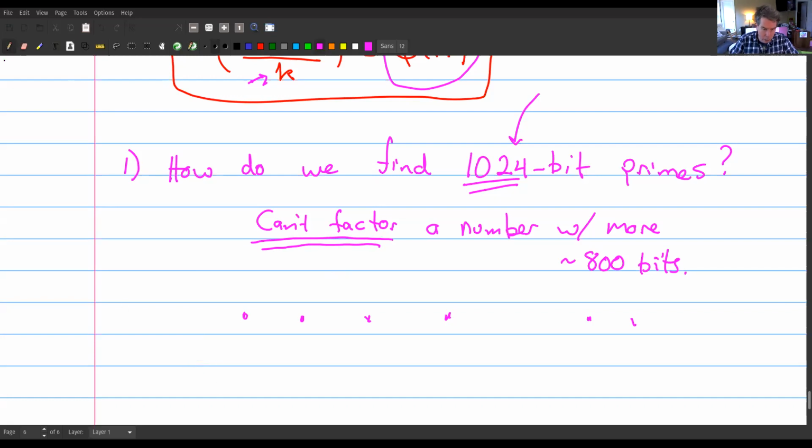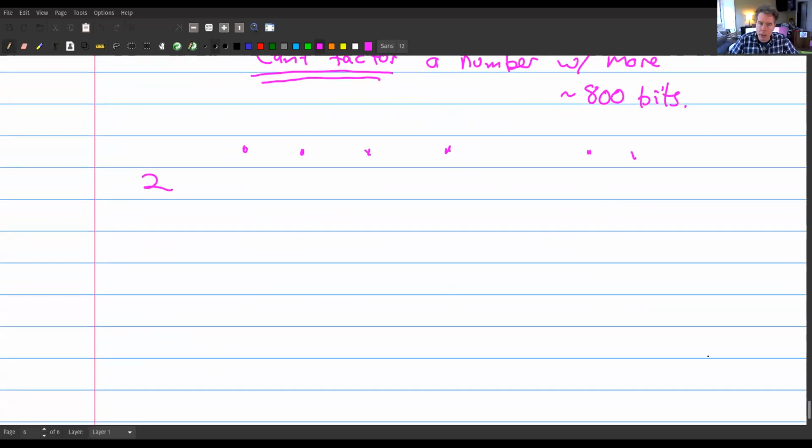The other hole that we have in our story here is how to compute x to the, or rather, y to the d quickly.